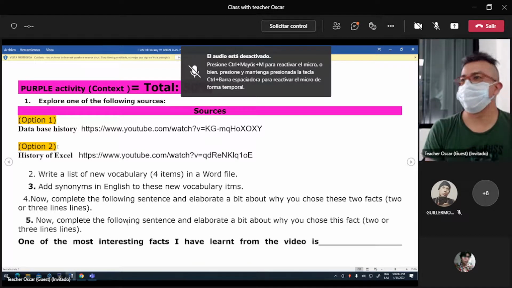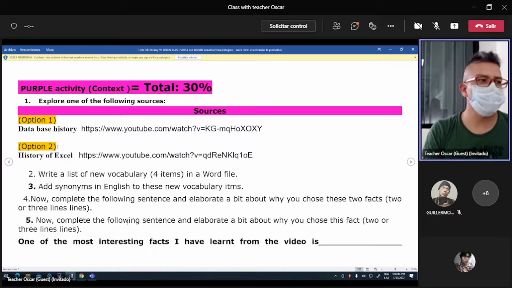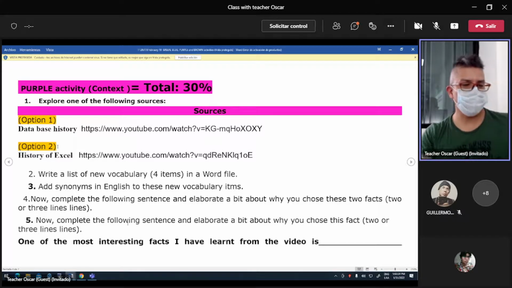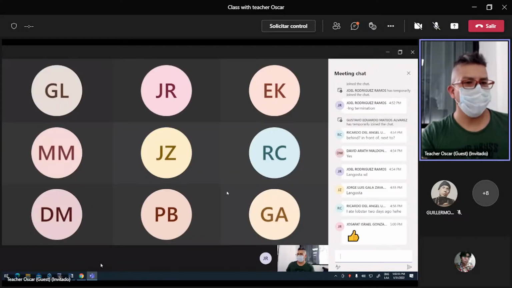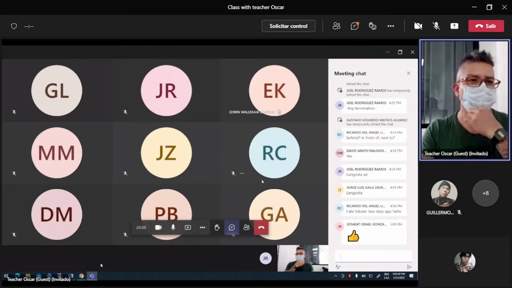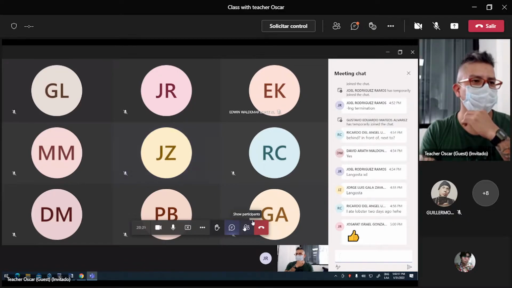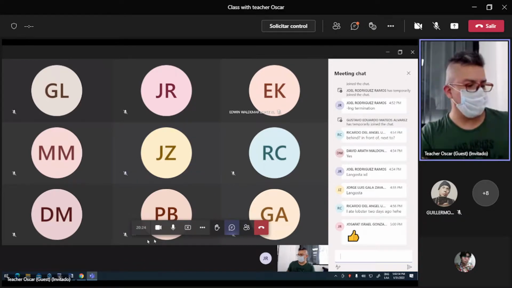Julio, which one would you choose? The first option or the second option? The first option. Carlos? Okay, the second option. Ricardo, which one? Josafat, which one would you choose? The first or the second? Okay, good. What about Jorge Luis? Which one would you choose, man? David, which one? Ale, which one would you choose? I chose the two. Okay, Joel, what about you? Okay, good.